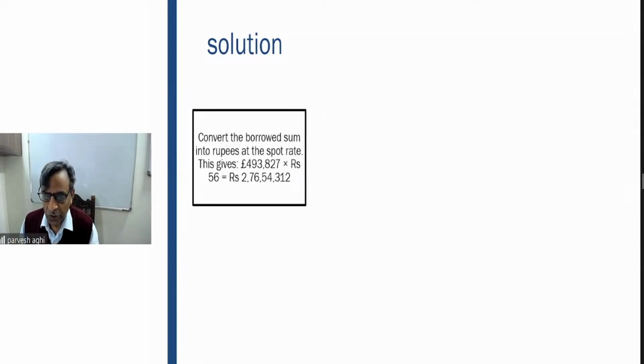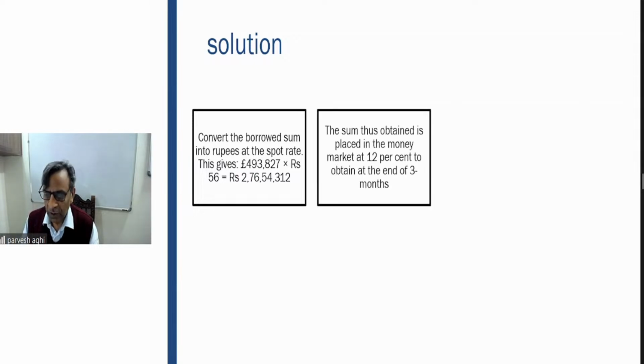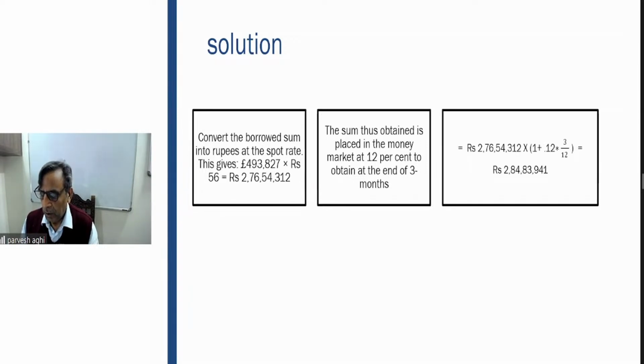Now, convert the borrowed sum into rupees at the spot rate. Now, you have borrowed 4,93,827. You convert that into Indian rupees. The spot rate is 56, which is given in the question. So this amount will be 2 crore 76 lakh 54,000. Then the sum thus obtained is placed in a money market at 12%. After 3 months, it will become 2 crore 76 lakhs 54,000 into 1 plus 12% into 3 by 12, because we are going to calculate for 3 months. So this will become 2 crore 84 lakhs.